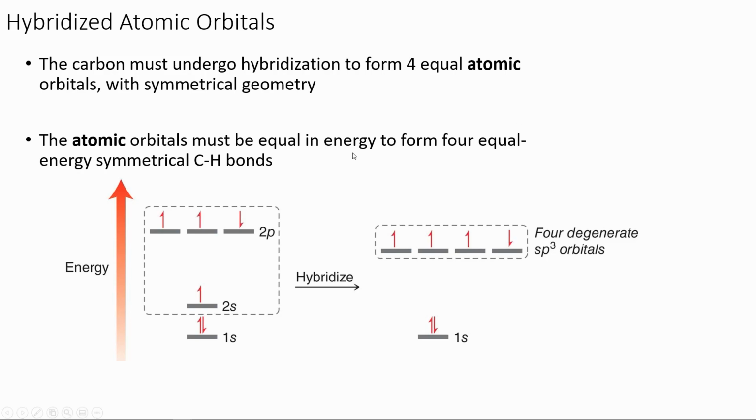In order to form carbon-hydrogen bonds in methane, which is what we're looking at here, we're going to need to have 4 orbitals that are all equal in energy to each other. This will give all of our orbitals the same geometry and allow us to have the overlap necessary to create these new bonds.